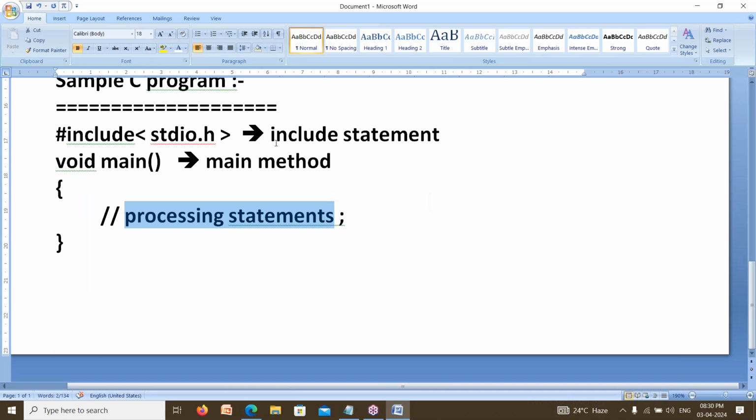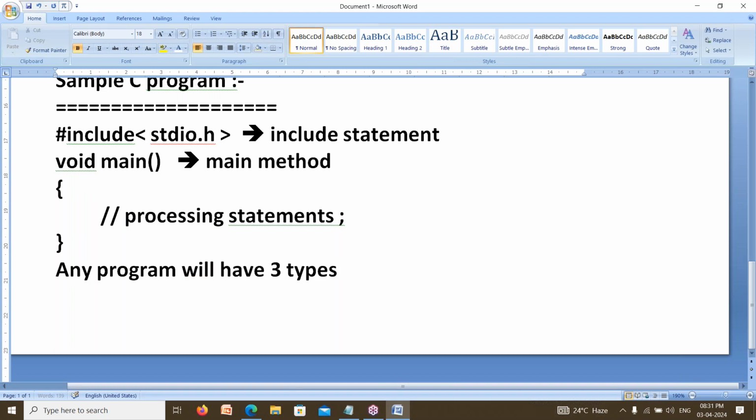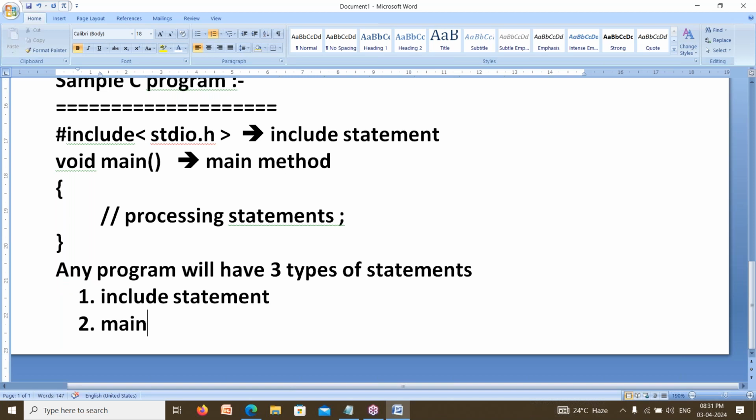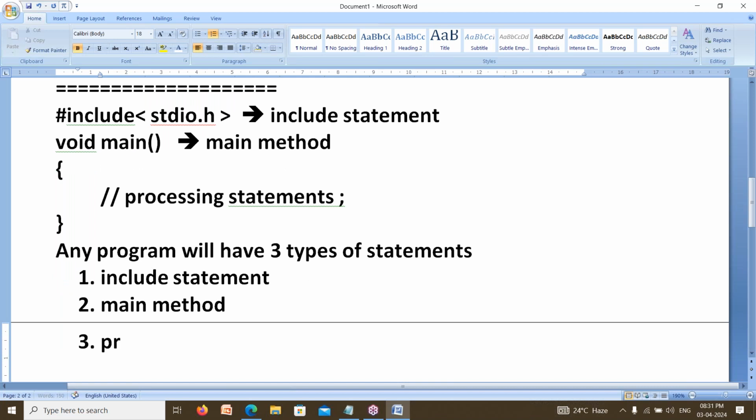In every C program, you need to write an include statement, you need to write a main method, and you need to write the solution. So any program will have three types of statements. One is the include statement. Second is the main method. Third is processing statements.